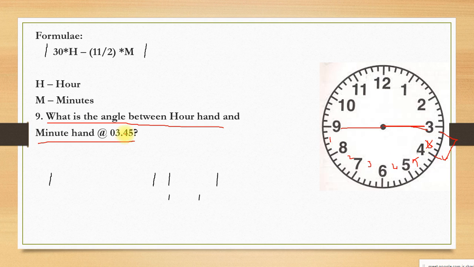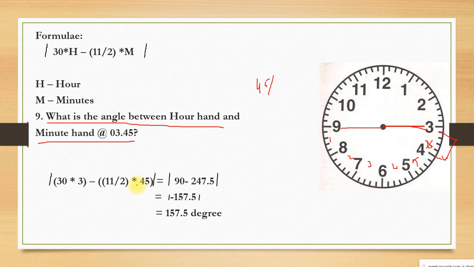To find out this value, I am having 45. 45 divided by 2 is nothing but 22.5. The remaining would be 7.5. So exactly the value would be 157.5. Yes, you see the answer is 157.5. See here, the hour is 3. Yes, I have substituted 3. The minute is 45. I have substituted 45 in my formula and I have a value of 90 minus 247.5. So the value is around 157.5 degrees.